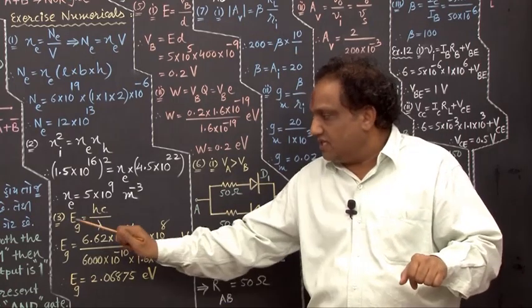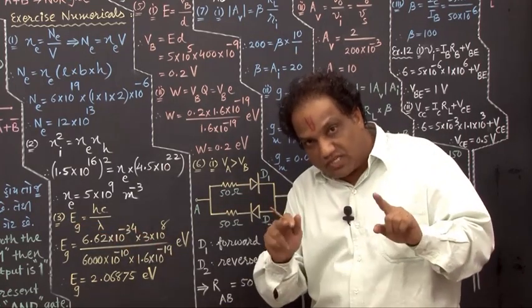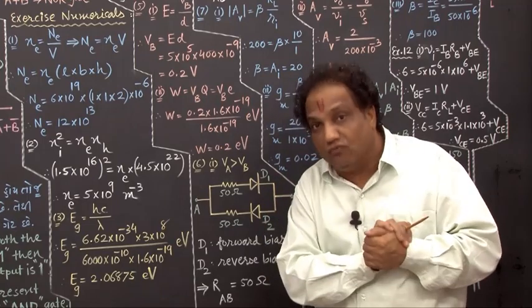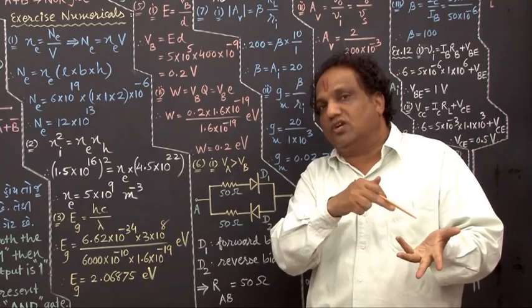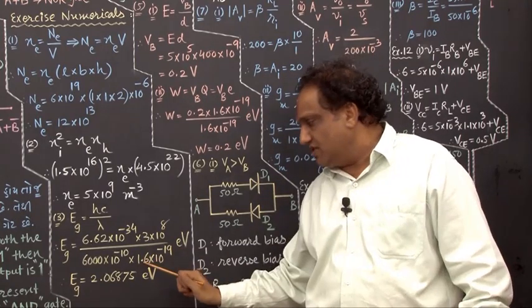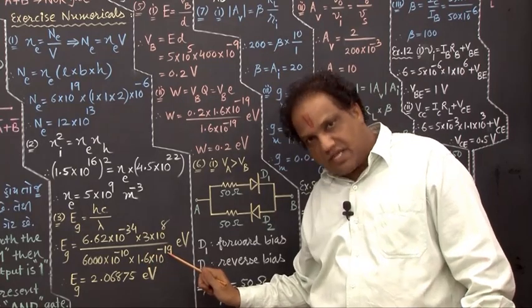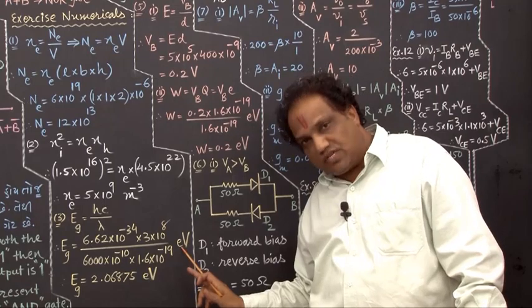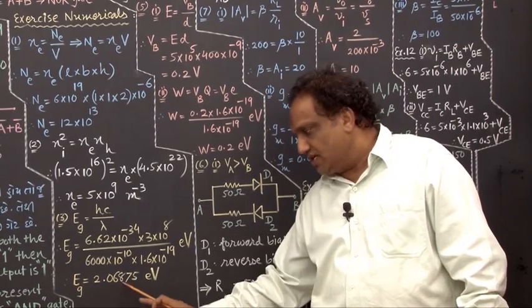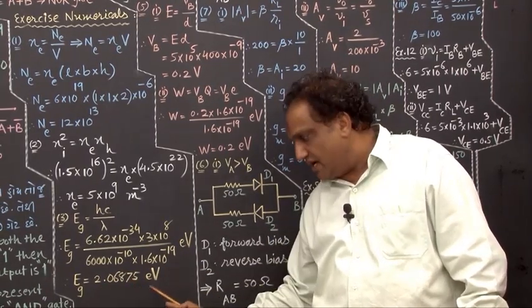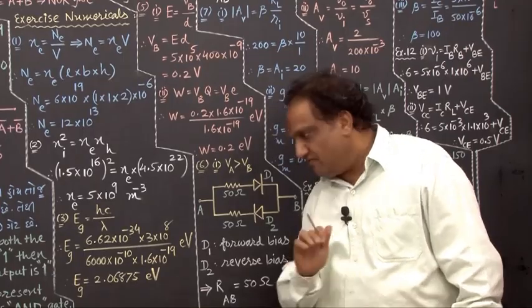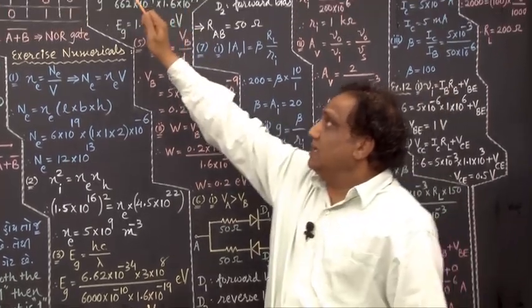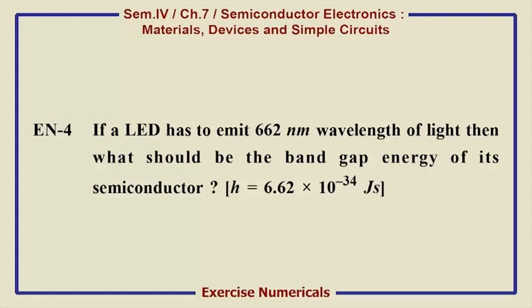But because we require this energy in electron volt, you must convert the joule value into electron volt value. Joule to electron volt, you must divide by 1.6 into 10 raised to minus 19, correct? And when you do that, the value of this energy in electron volt comes out to be 2.06875, that many electron volt. Okay? Kindly read the statement of number 4.